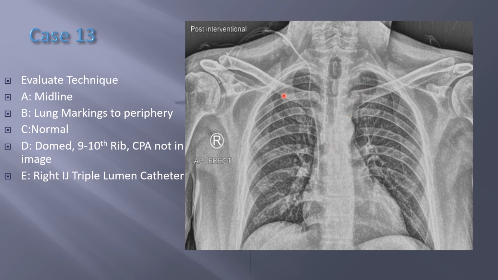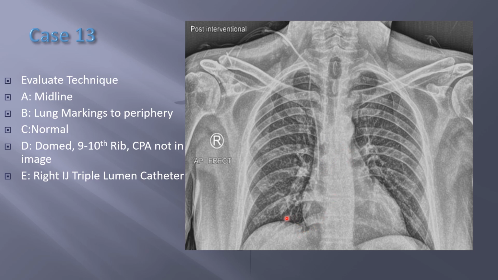B, I've got lung markings. There are little wispy lung markings all the way out to the periphery, both sides. The costophrenic angles are a little bit cut off here, but pretty much clear lung fields. C, cardiac silhouette, mostly on that left side. It's a normal cardiac silhouette, aortic knob.